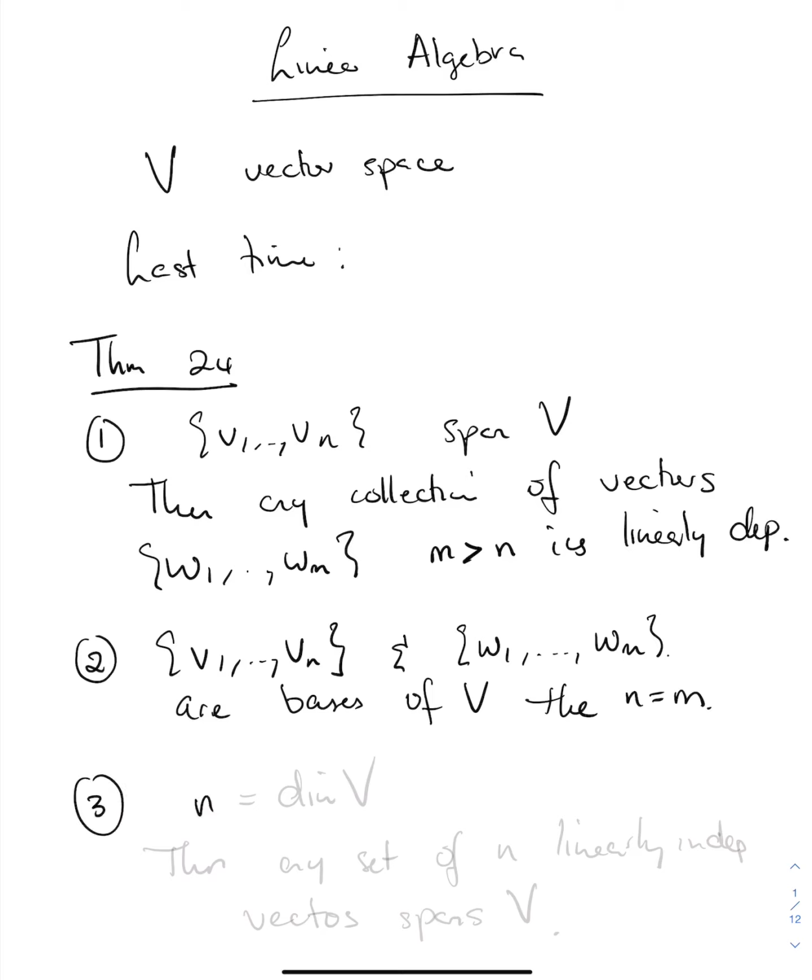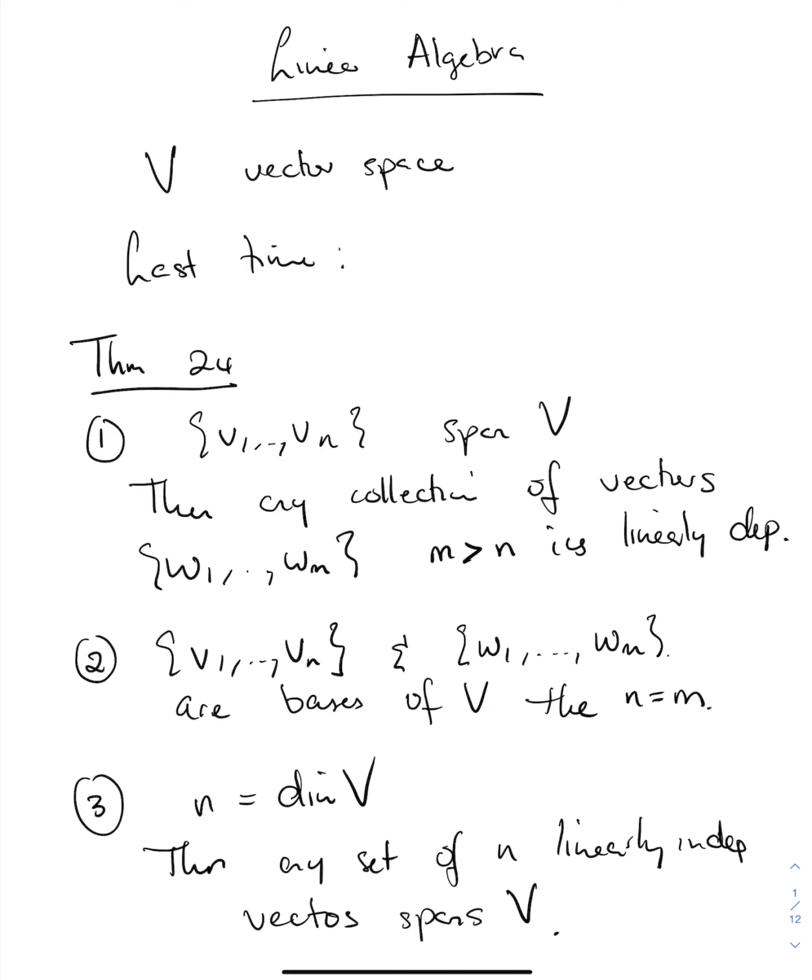And 3, if n is the dimension of the vector space V, as in V has a basis of size n, then any set of n linearly independent vectors will span the vector space V.